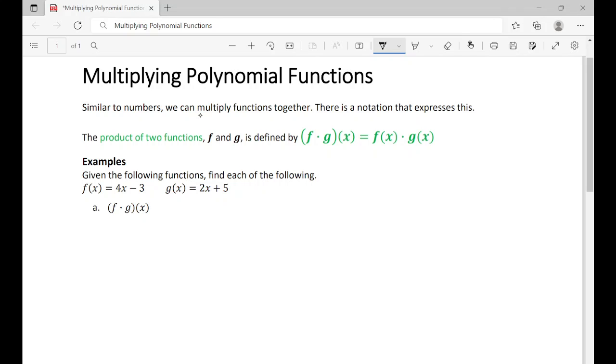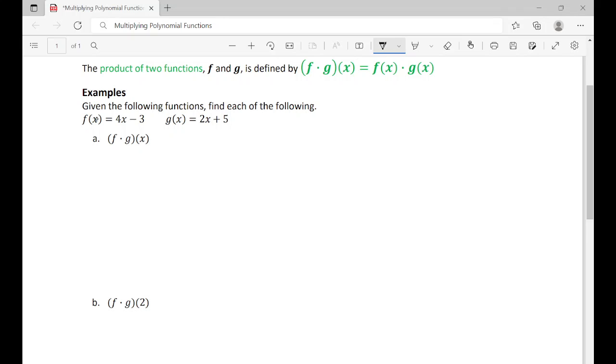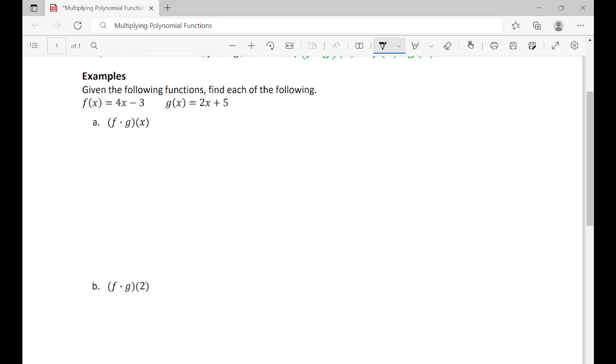Similar to numbers, we can multiply functions together, and there's a notation that expresses this. The product of two functions f and g is defined by (f times g)(x), which is more simply understood as f(x) times g(x). So, given the functions f(x) = 4x - 3 and g(x) = 2x + 5, we're going to find each of the following.